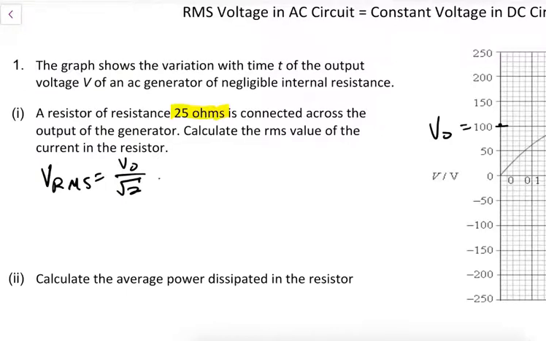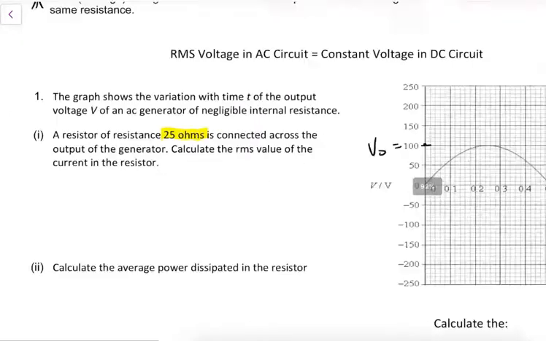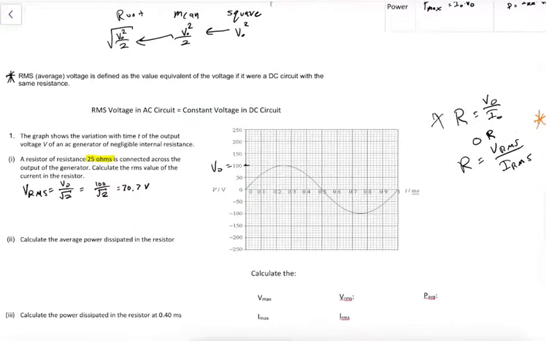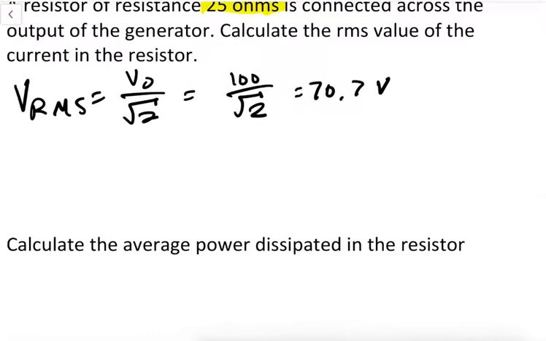And so that's going to be equal to 100 over square root of 2, and that's equal to 70.7 volts. All right, so I have my RMS value for voltage. I need to find my RMS value for current, and I know my resistance. So just what I noted over here, on this side. I'm going to use my RMS value for voltage to find my RMS value for current.